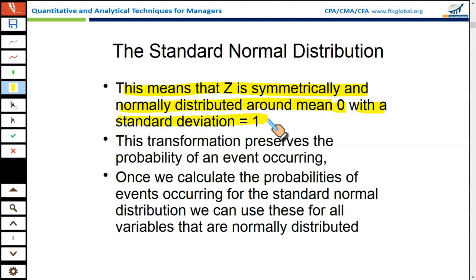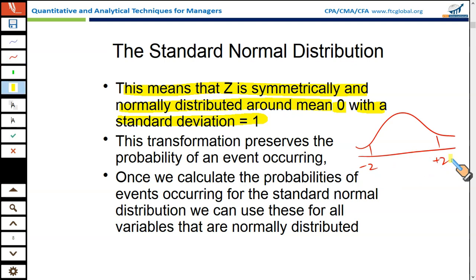So this means that z is symmetrically and normally distributed around mean 0 with a standard deviation of 1. What does it mean? It means that the standard normal distribution is symmetrical around its mean, which is 0, and it has a standard deviation of 1. So this symmetrical property means that for any given value of z, we can find the probability of a standard normal variable falling somewhere between minus z and positive z. We'll see it as we proceed.